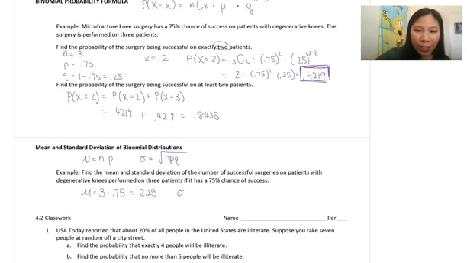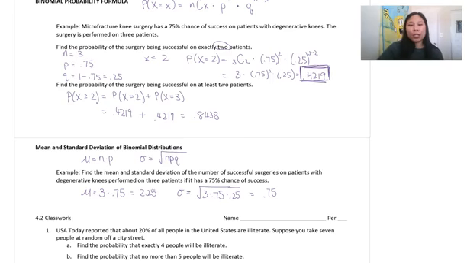When we find the standard deviation, we would do our n of 3 times our probability of success of 0.75 times our probability of failure, which is 0.25, and I end up with 0.75, which means on average, for each set of 3 surgeries that we do, we're going to be off from the mean by about 0.75 each time on average. Okay, so that's how we calculate the mean and the standard deviation.